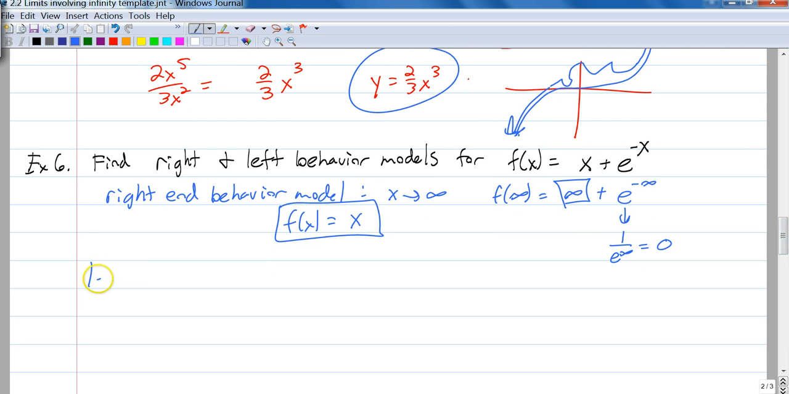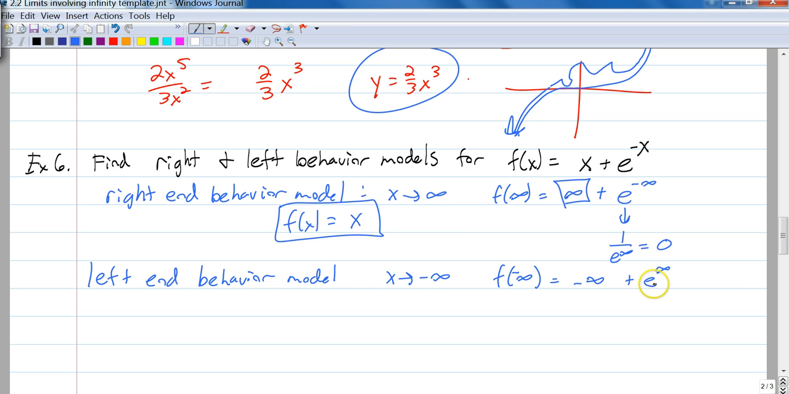Now let's look at the left one. That's when x is going to negative infinity. Okay? So as x goes to negative infinity, x is kind of still doing what it's doing, just it's negative infinity, plus e now is negative infinity or positive infinity. So as it goes to the left, this one gets bigger, but this one gets bigger too, and this one gets bigger faster because it's an exponential.